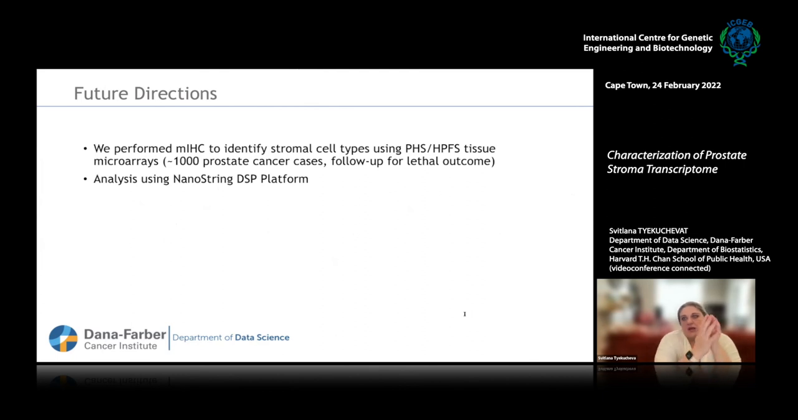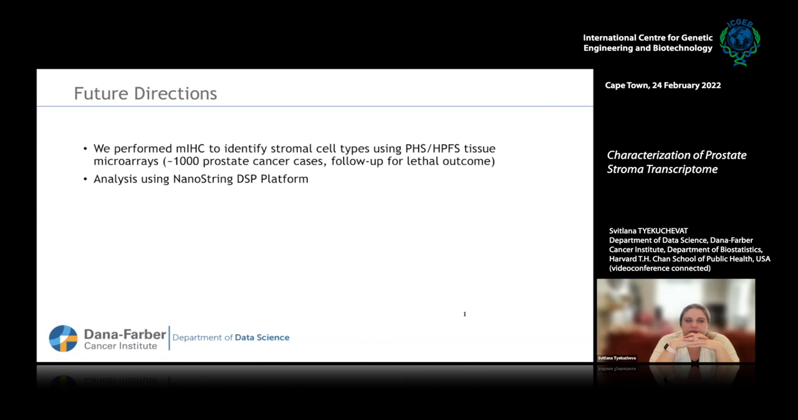For our future directions, we already performed the multiplex IHC on the 15 tissue microarrays that are constructed from the PHS and HPFS cohort participants. On these tissue microarrays, we have around 1,000 prostate cancer cases that are followed up for lethal outcome. And from this assay, we're planning to identify the prevalence of different stromal cell types and see if that is associated with lethal disease, whether associated with the Gleason grade and so on.